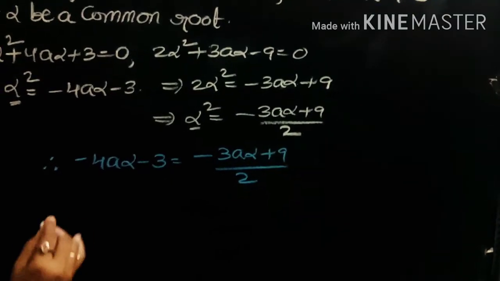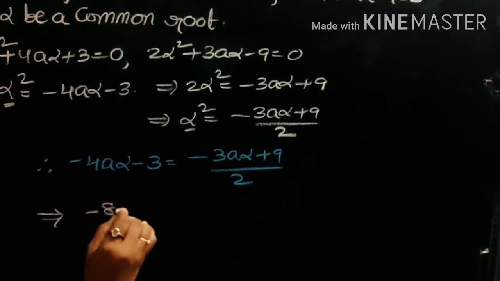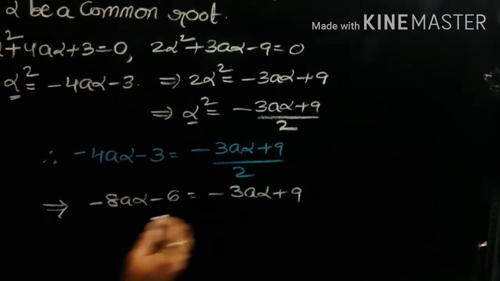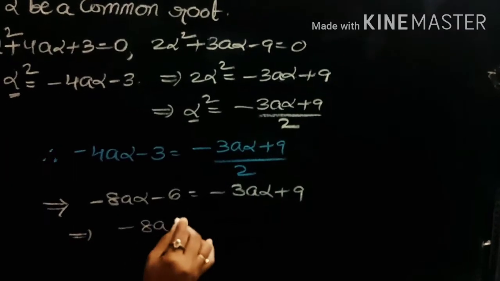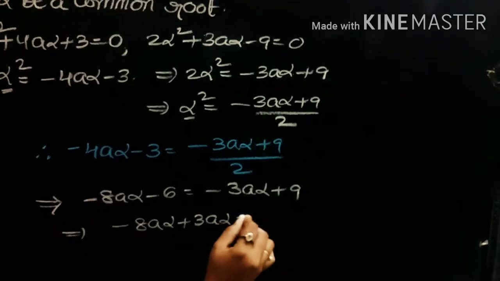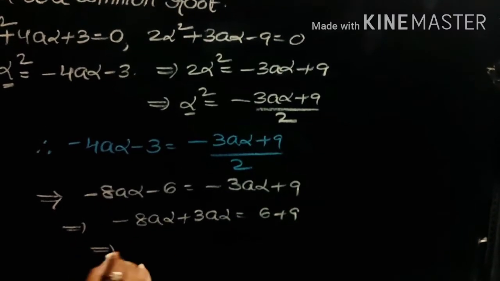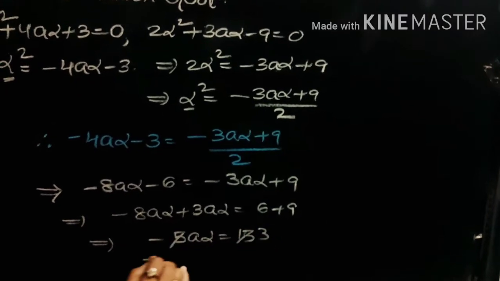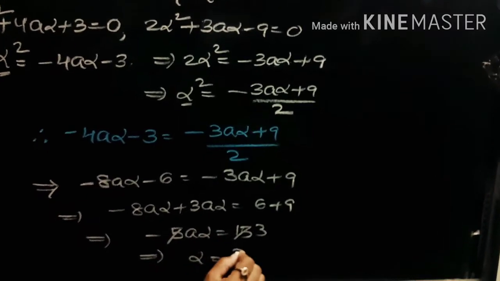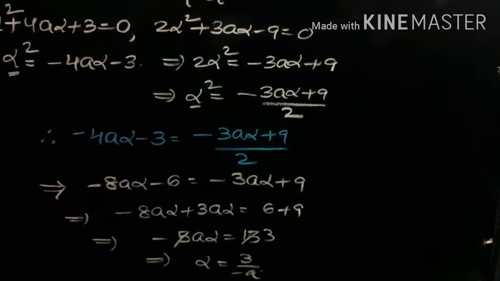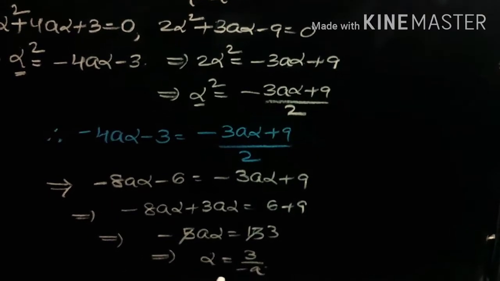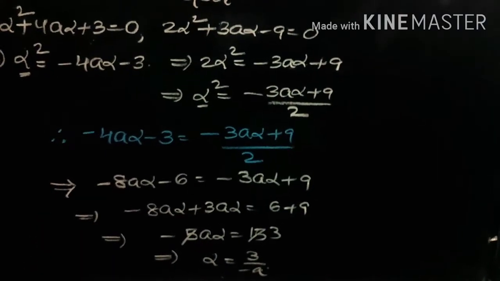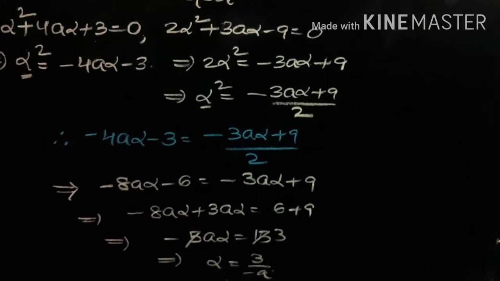Now by cross multiplying, we get minus 8a alpha minus 6 is equal to minus 3a alpha plus 9. That is minus 8a alpha plus 3a alpha is equal to 6 plus 9, which implies minus 5a alpha is equal to 15. Then the value of alpha is equal to minus 3 by a. This is the common root value. Now we substitute this value in either of the two equations to get the value of a. That's the process.